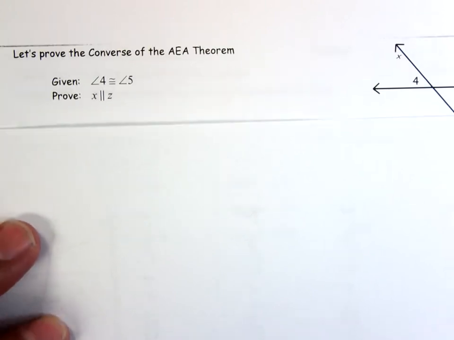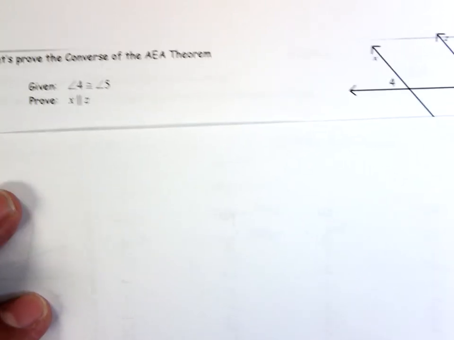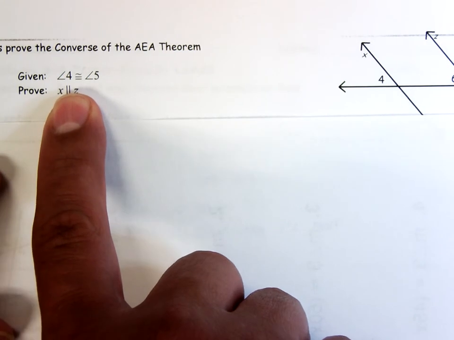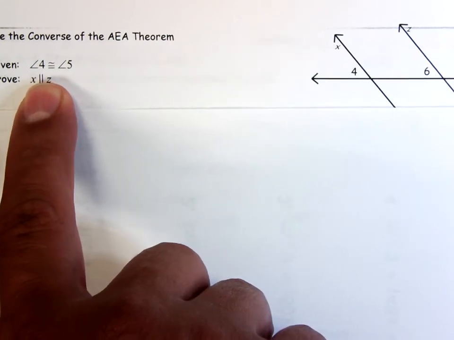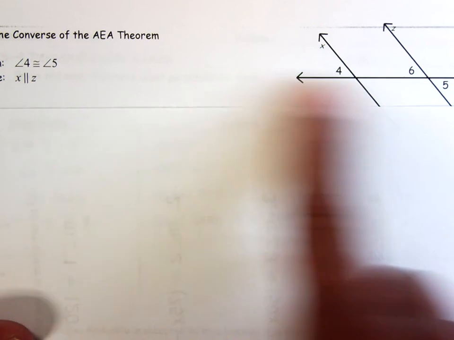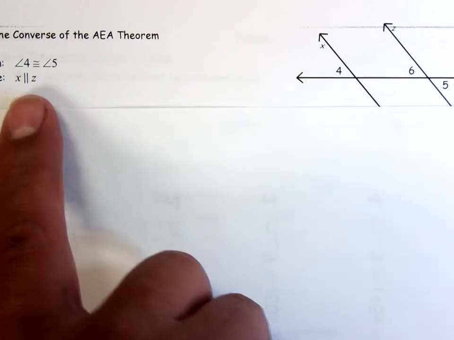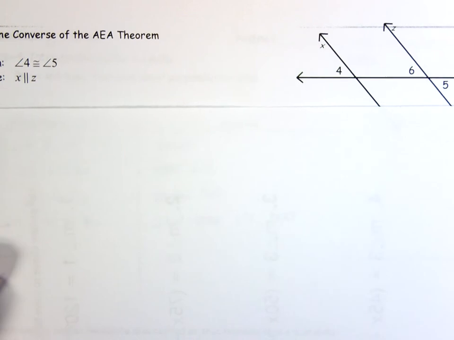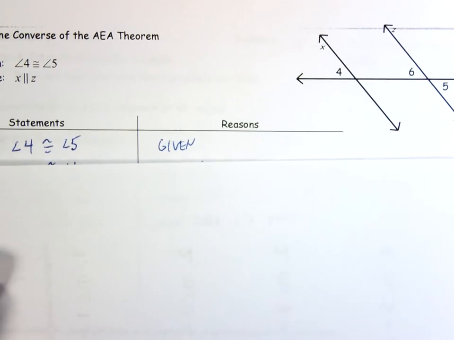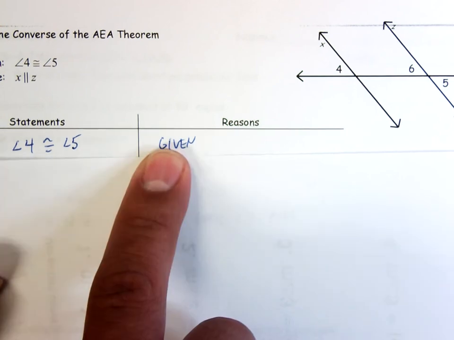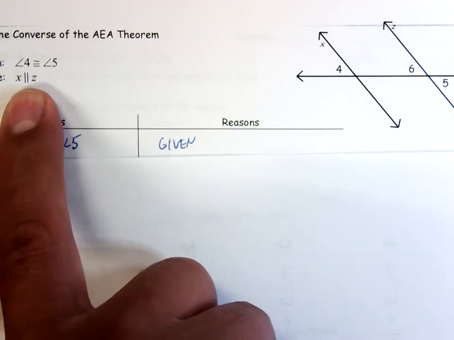Okay, so now we're going to prove the converse of the alternate exterior angles theorem. So we're given that angle 4 is congruent to angle 5. You've got this right in front of you, or you should. So there's angle 4 and angle 5. We're given that they're congruent, and we're trying to prove that x is parallel to z. Okay, so there's my given. I'm given that angle 4 is congruent to angle 5, and I'm trying to show that x is parallel to z.